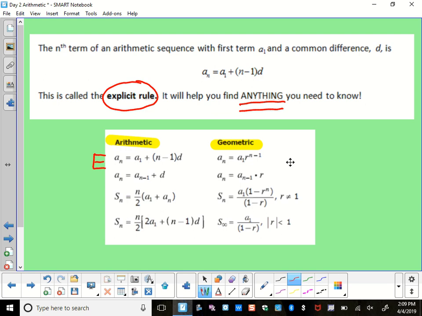That E stands for explicit. My second formula, that's what we did last class. This is your recursive. So write an R beside the second.